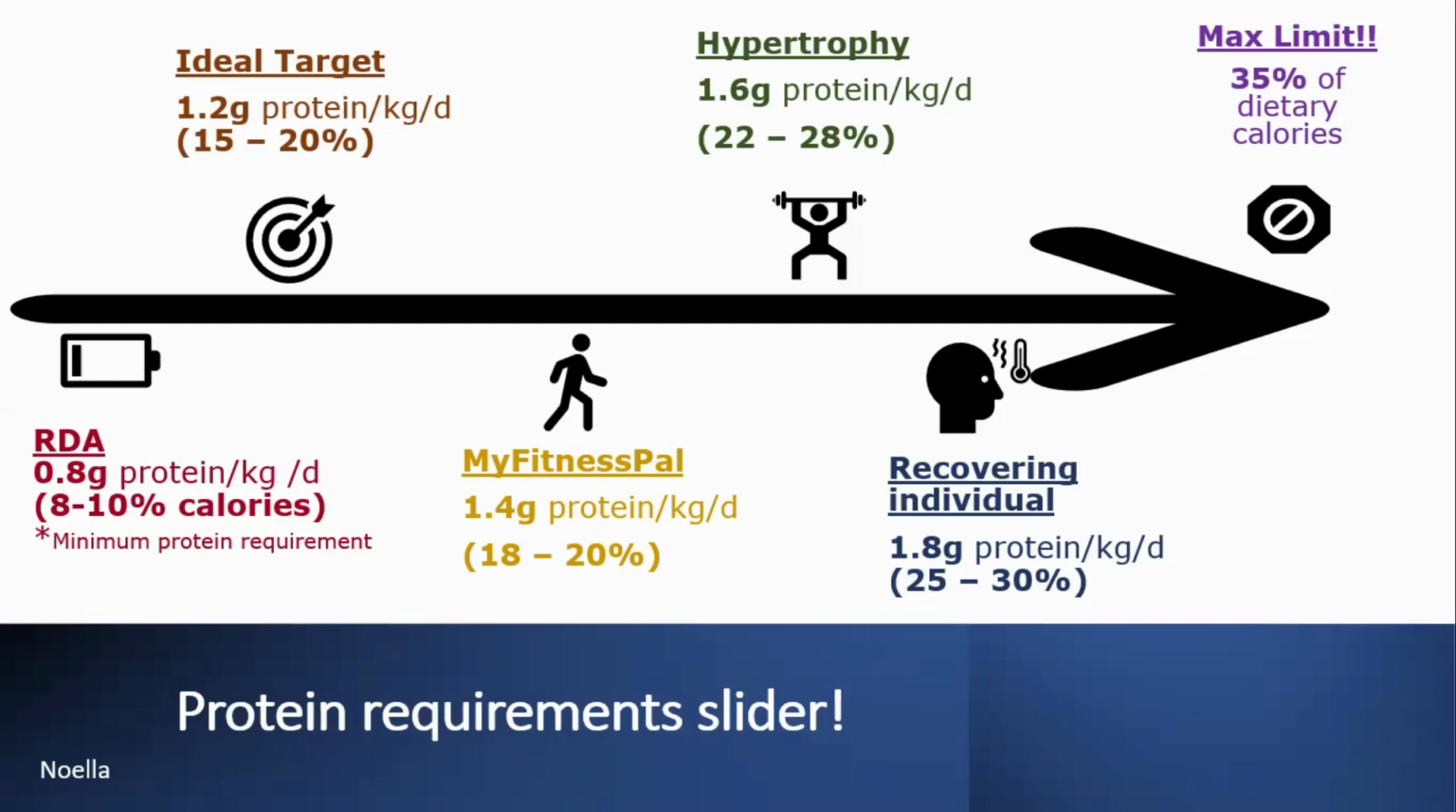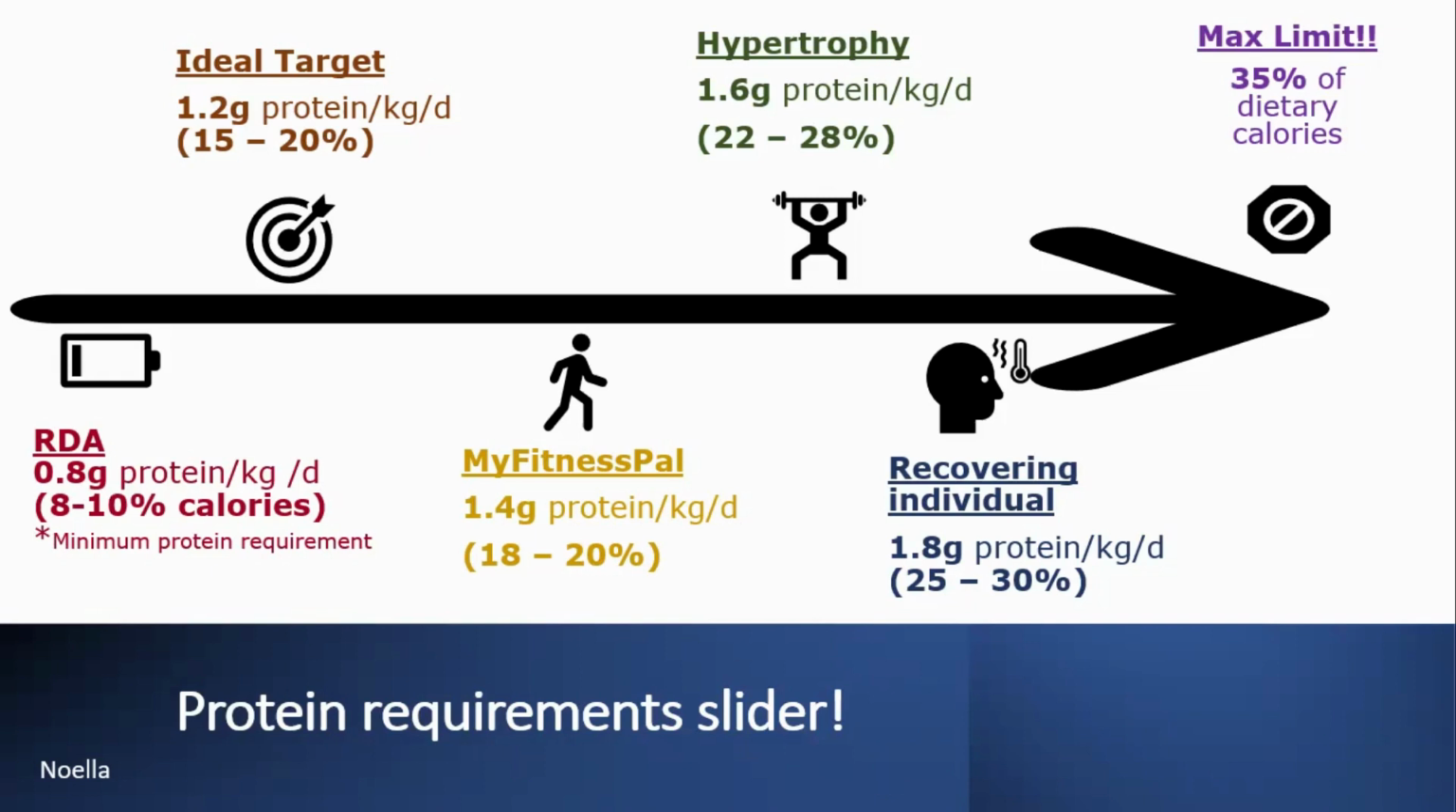And then let's move on to MyFitnessPal, the app that you all have been using to track your dietary intakes. MyFitnessPal usually overcalculates your protein needs. It takes up to 1.4 gram of protein per kilogram of body weight per day, which amounts to about 18 to 20% of your daily caloric intake.